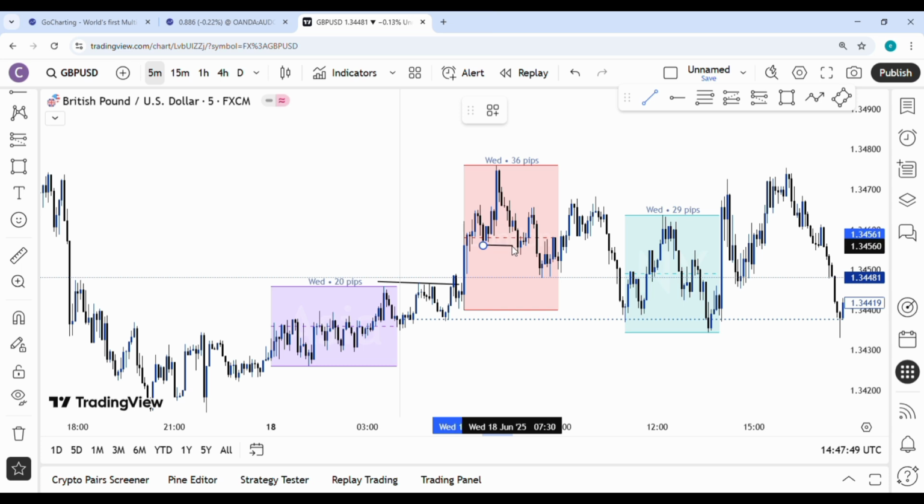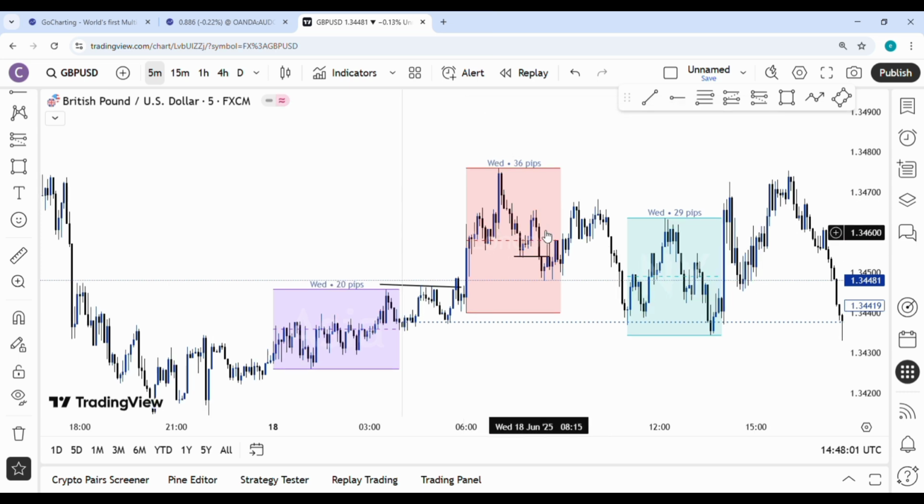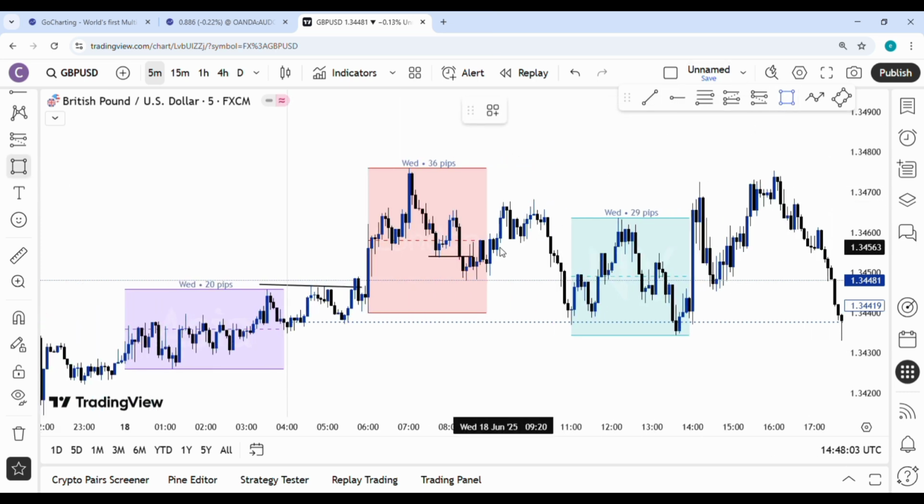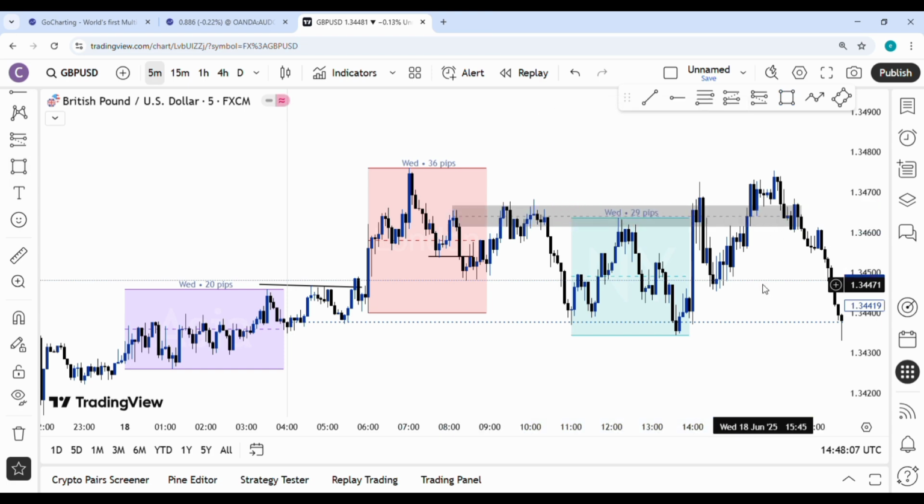Now this is our break of structure, but not a good break of structure. So this is not a valid break of structure, understand? Because our order block over here does not have a fair value gap. So this is our valid break of structure over here, and this is our order block, because this order block has a fair value gap. You can see a fair value gap over here. So this is a valid order block.